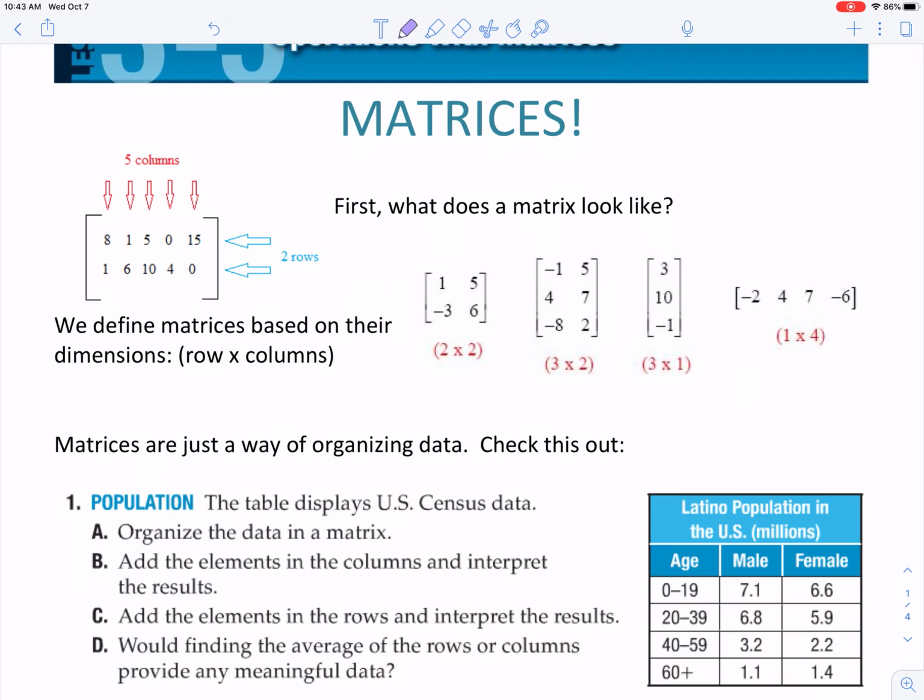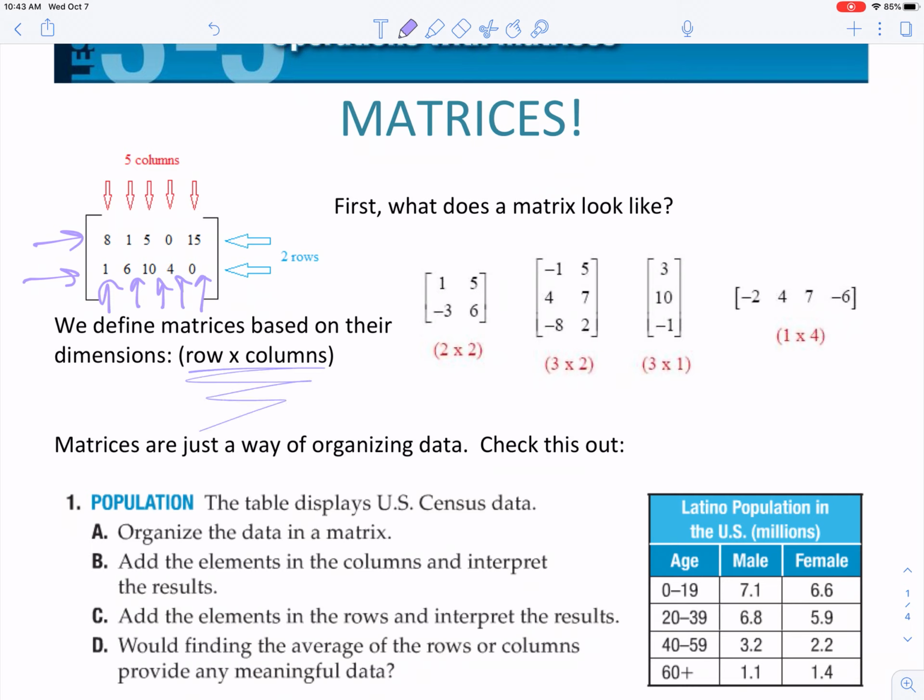By the way, some definitions here. Rows are going to be the number of horizontal things that it has. Columns is going to be the up and down. And we define matrices based on these dimensions. Usually it is row by column.